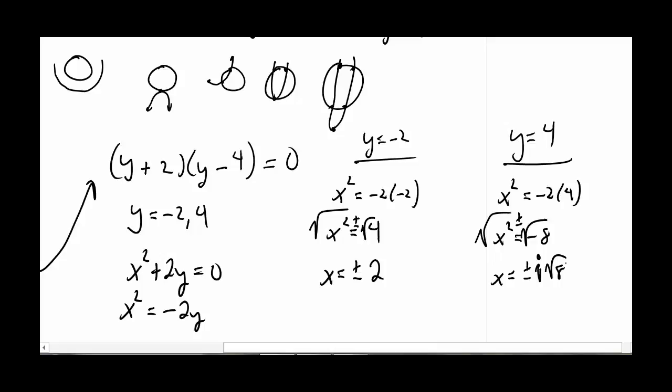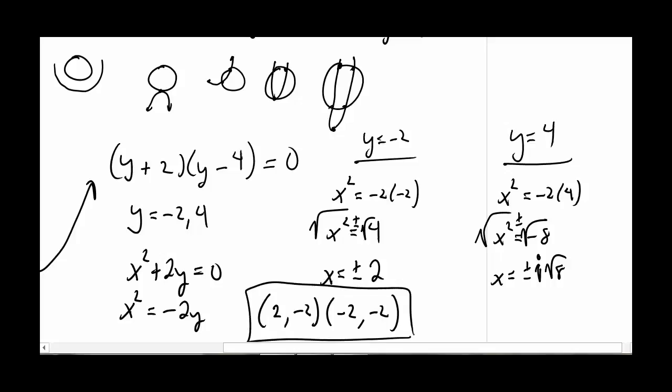So the only place I actually get ordered pairs is from the negative 2. So my solution set, I have one with a positive 2 and a negative 2, and I have one with a negative 2 and a negative 2. And then the 4 doesn't give me anything. So there's only two ordered pairs that work in that particular system.